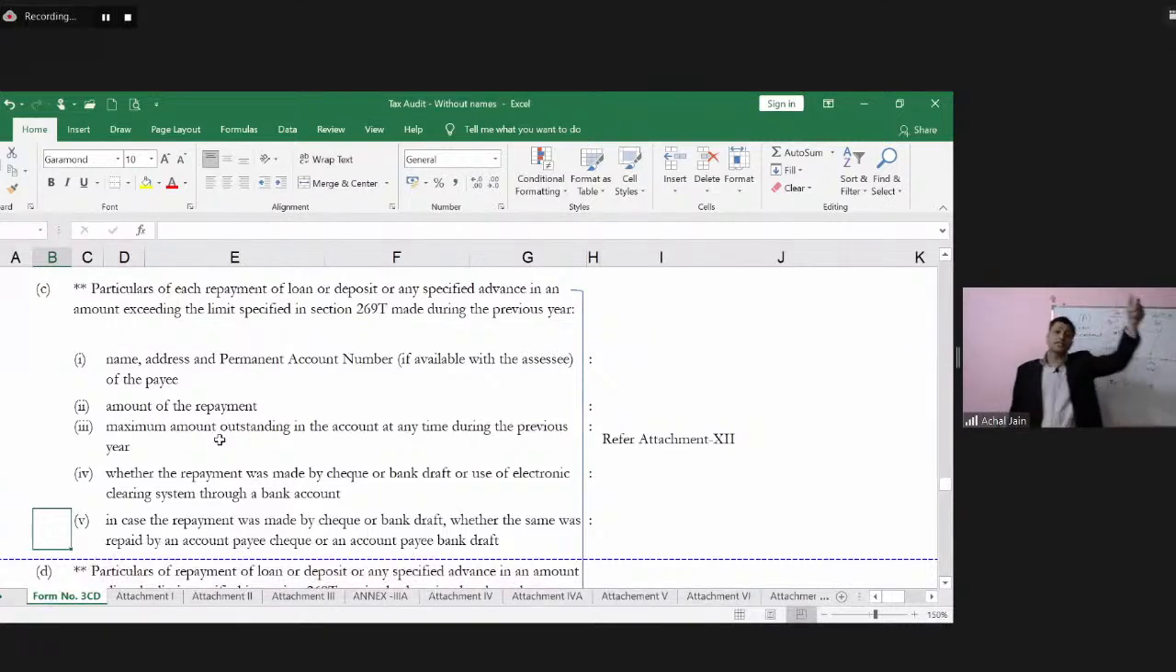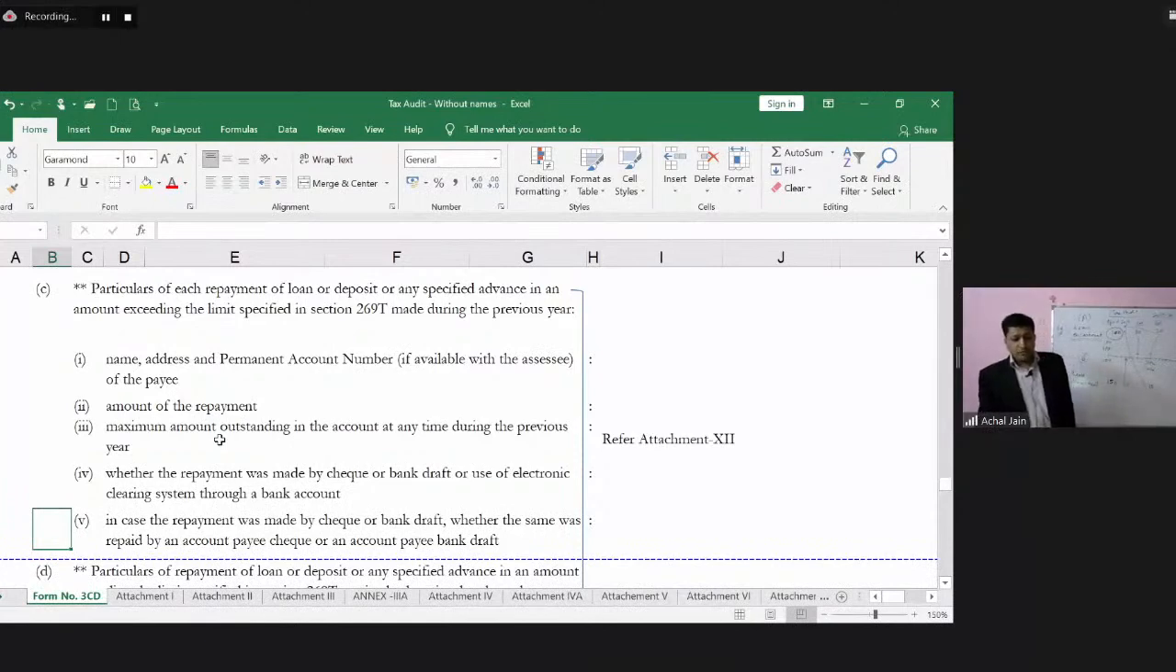So in the initial part, when we were looking at A and B, it talked about loan or deposit taken or accepted. Remember, any such amount which is specified other than loan or deposit taken or accepted during the year. Now we are talking about each repayment of loan or deposit, or any specified advance in an amount exceeding the limit specified in 269ST. The same particulars will get reported over here.